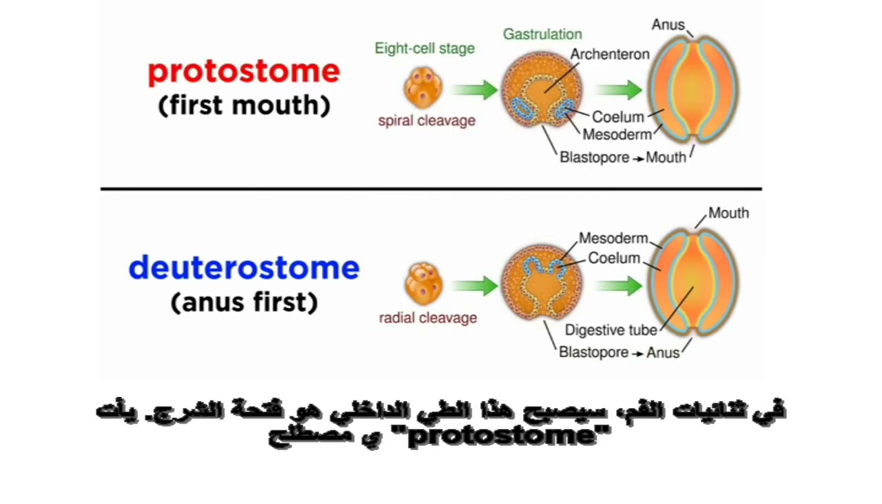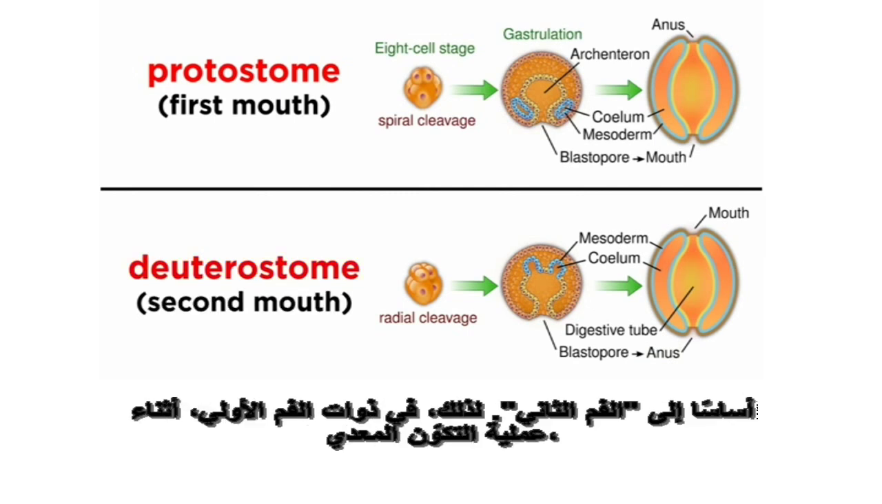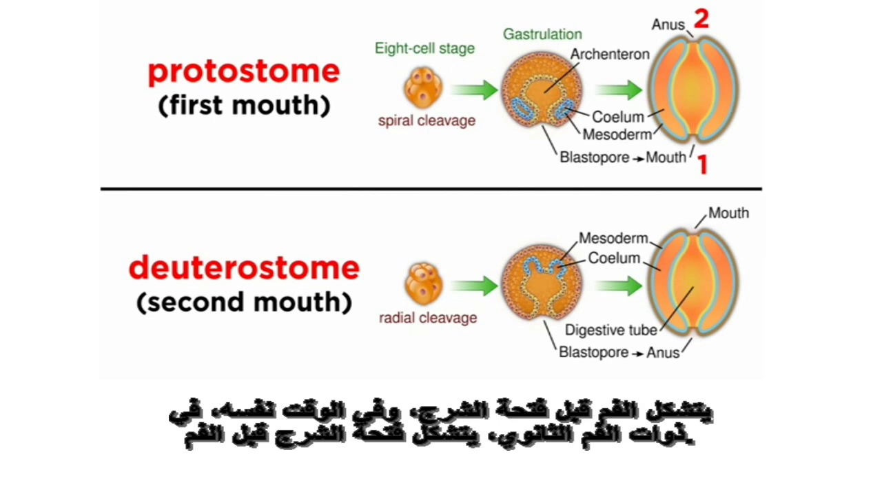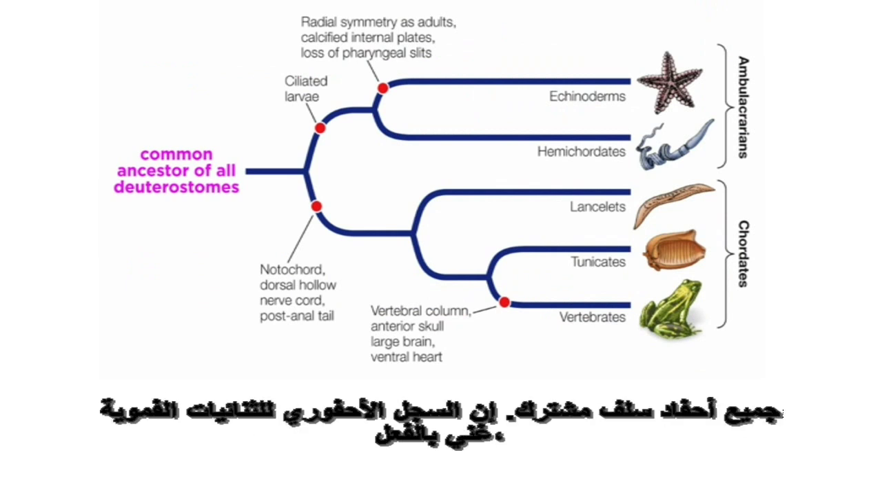The term protostome comes from the Greek word protostoma, meaning first mouth, whereas the term deuterostome essentially translates to second mouth. So in protostomes, during the process of gastrulation, the mouth forms before the anus. Meanwhile, in the deuterostomes, the anus forms before the mouth. Numerous studies have confirmed that Deuterostomia is a monophyletic clade, meaning that it includes all descendants of a common ancestor.